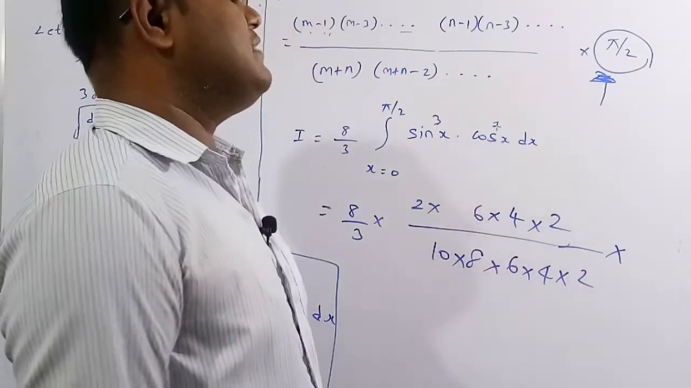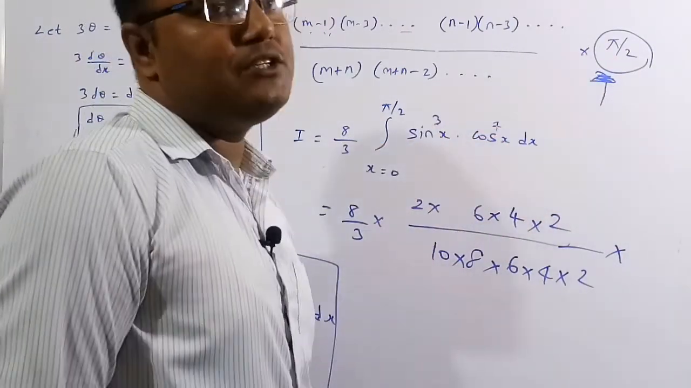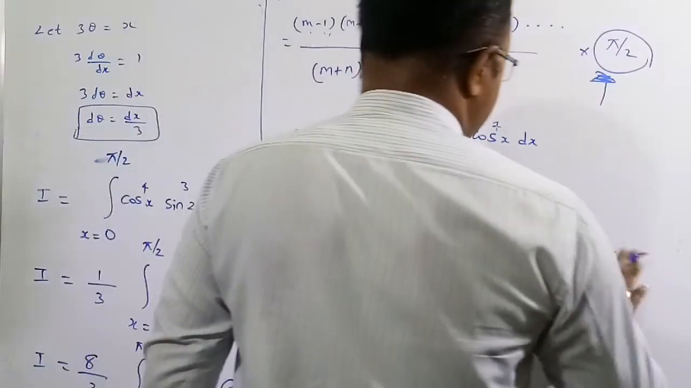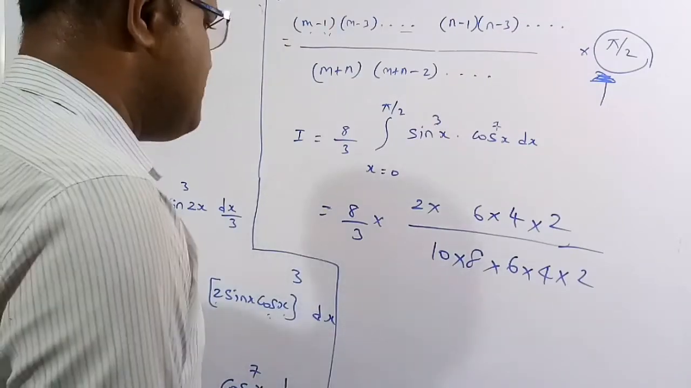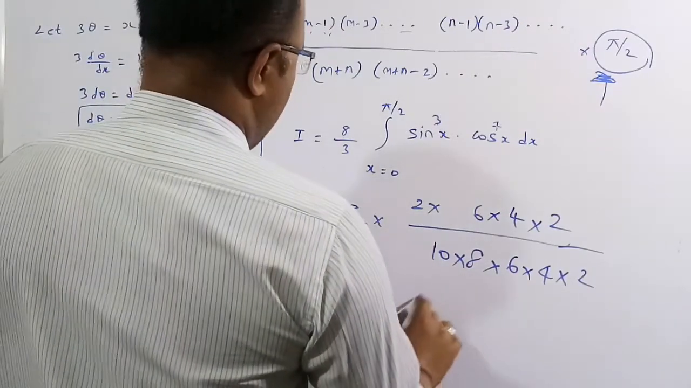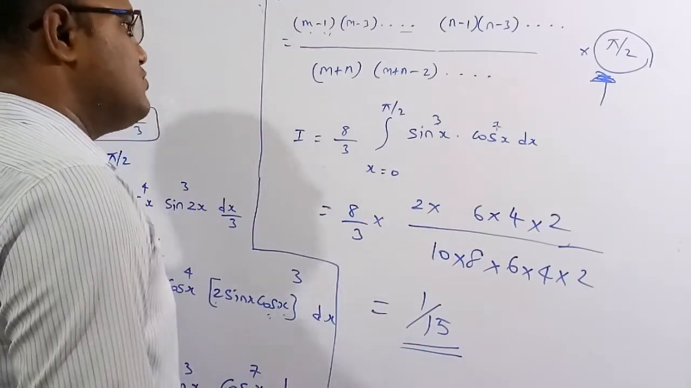But now we have to check whether we must multiply pi by 2 or not. If you see carefully, 3 and 7 are odd numbers, so therefore we must not multiply pi by 2. So only this is the thing here. Now if you do the simplification, finally we are going to get 1 by 15. So therefore we can conclude that 1 by 15 is the correct solution of this question.